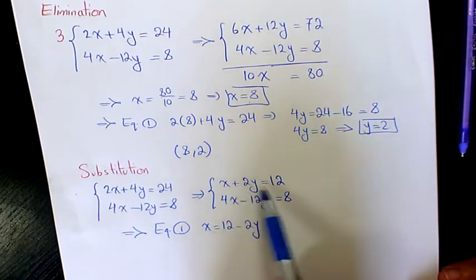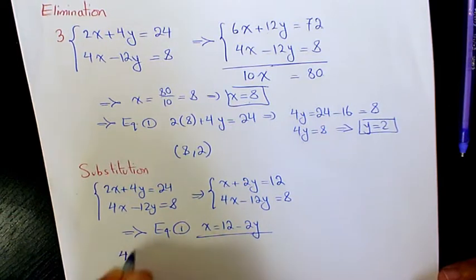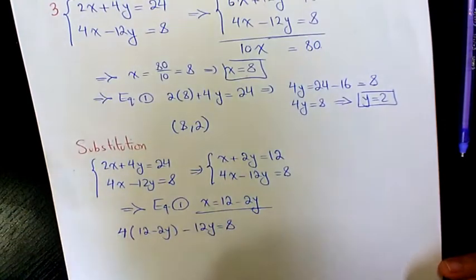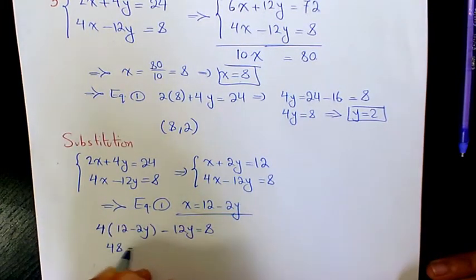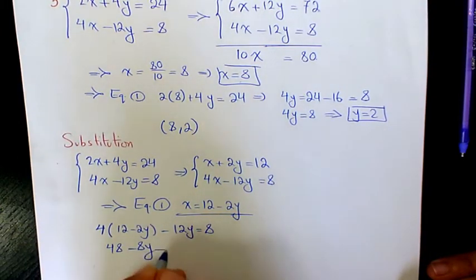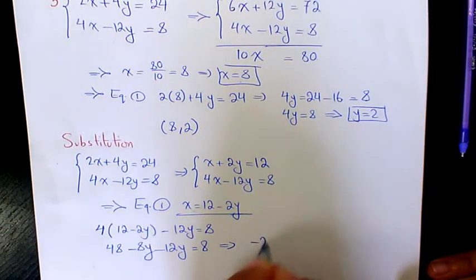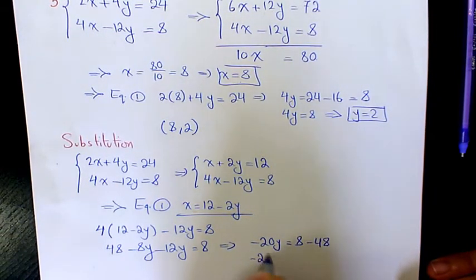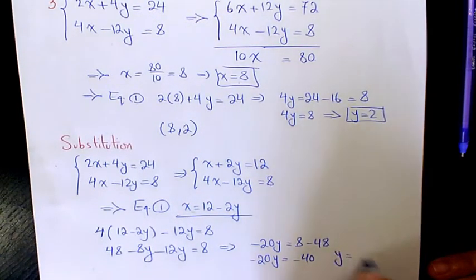I keep x in here and move this one to the other side, and then you sub it in the second equation. So it's going to be 4 times (12 minus 2y) minus 12y equals 8. So 4 times 12, 48. 4 times negative 2y is going to be negative 8y. Negative 12y equals 8. So therefore we have negative 20y equals 8 minus 48. So we have negative 20y equals negative 40. So y will be 2.